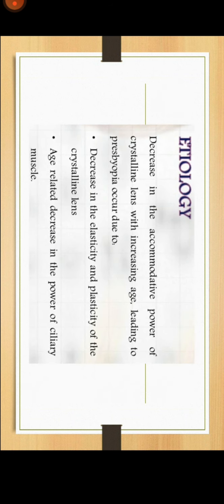Then coming to the etiology, there is a decrease in the accommodative power of the crystalline lens with increasing age, leading to presbyopia. There is a decrease in the elasticity and plasticity of the crystalline lens. There is also an age-related decrease in the power of the ciliary muscles. Ciliary muscles play a very good role in accommodation. As age proceeds, there may be a decrease in the power of the ciliary muscle also.